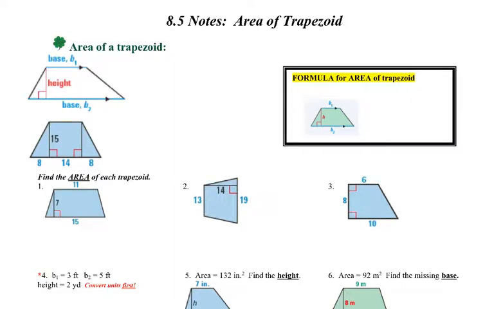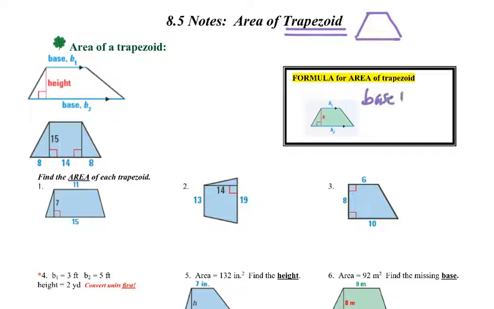Our next shape is a trapezoid. Remember a trapezoid? A trapezoid kind of looks like a lampshade, right? It has that one pair of parallel sides. And so the area of a trapezoid is going to be, let's see, how can I write it here? I'm going to write it in the box.